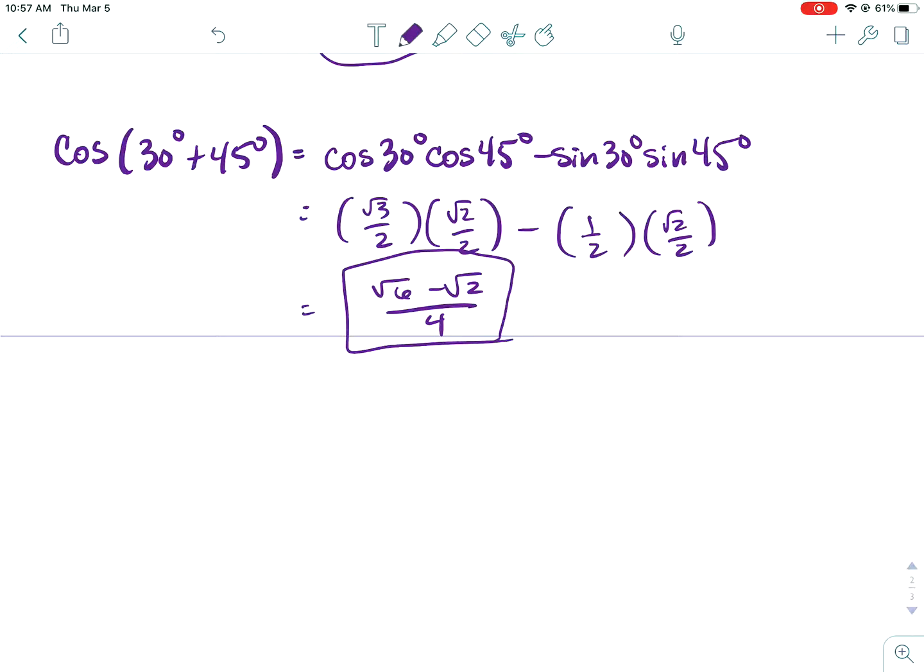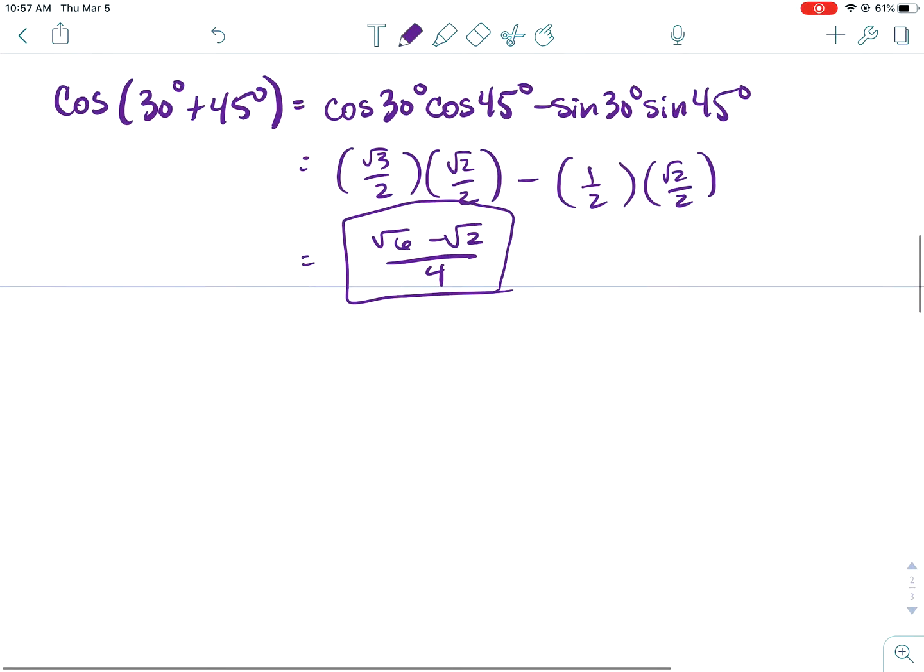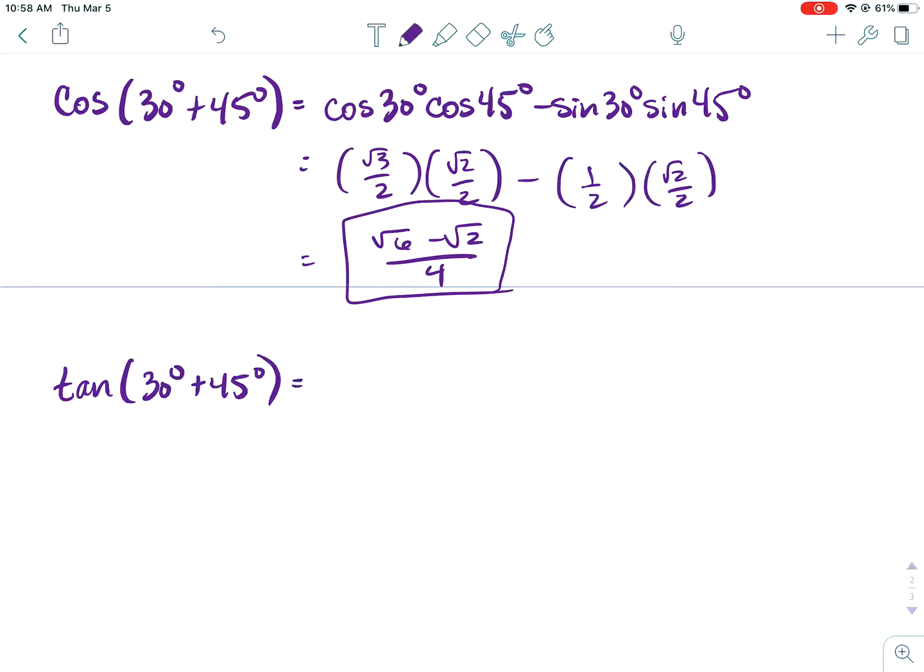All right, any questions on that one? Okay. The last one we're going to do is tangent. And tangent isn't any more difficult to do, like just a tangent at 30 degrees, tangent at 45 degrees. But simplifying that fraction down definitely is challenging. All right, so we'll use the tangent of a sum formula.